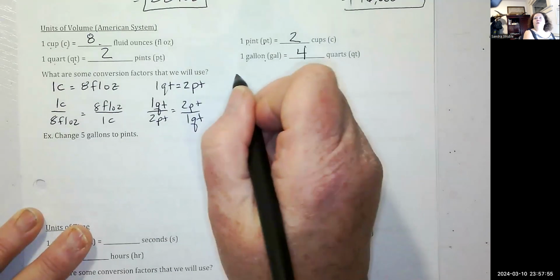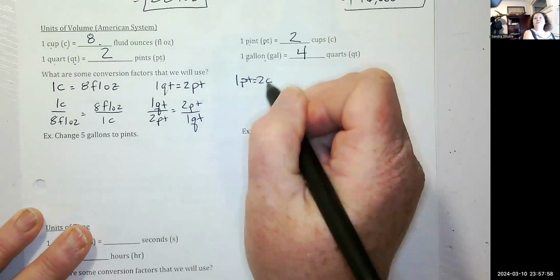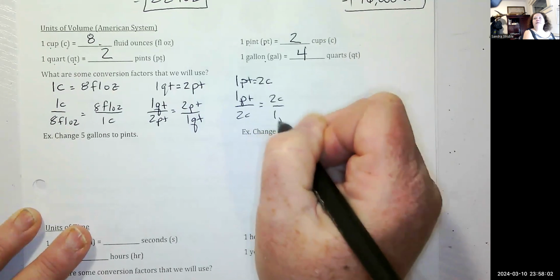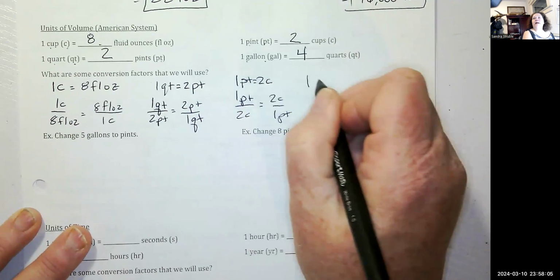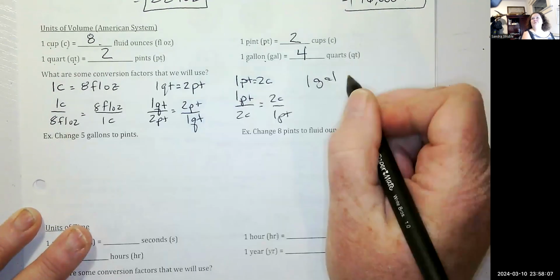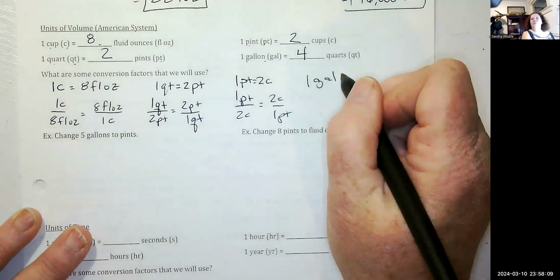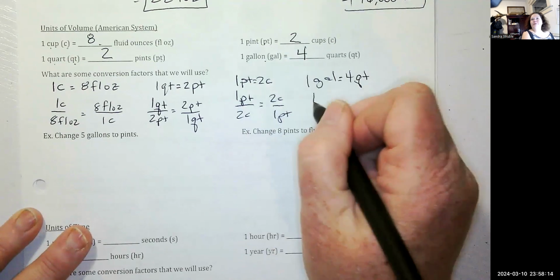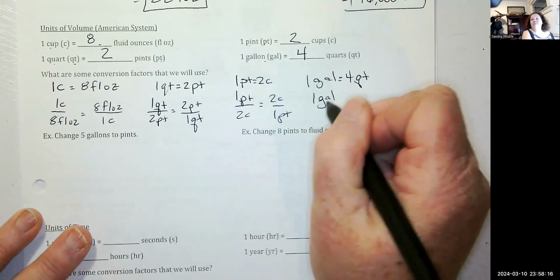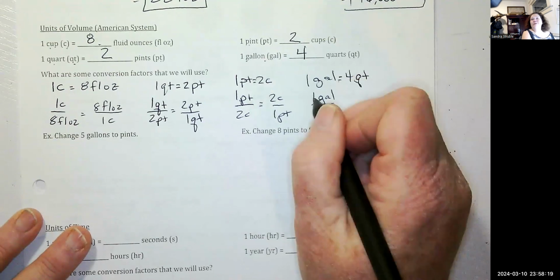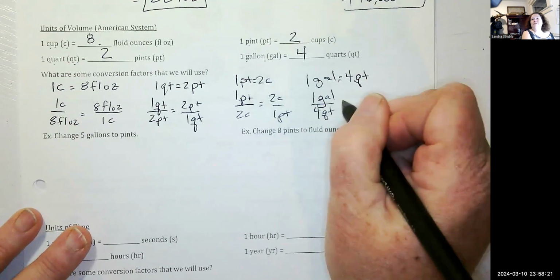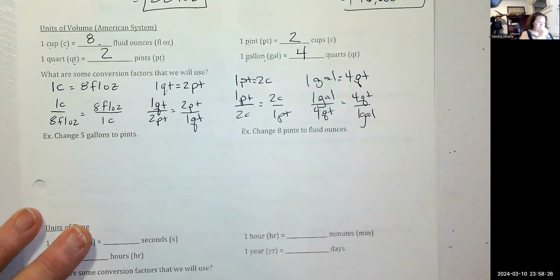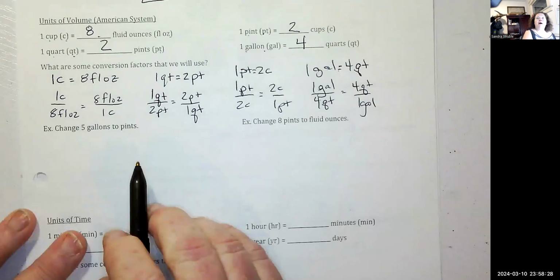Pints and cups: 1 pint is equal to 2 cups. So I could have 1 pint over 2 cups, or 2 cups over 1 pint. And then the last one is 1 gallon. This top row is what I use the entire time. 1 gallon is equal to 4 quarts, but you do need to understand that these are equivalent. They're the exact same thing because it's the equal sign. 1 gallon is 4 quarts, which is equal to 4 quarts over 1 gallon. All right, let's play. Change 5 gallons to pints.